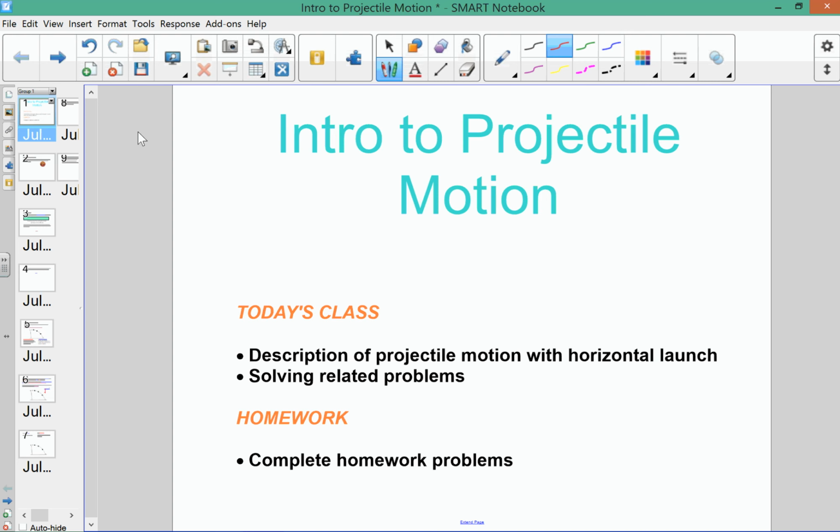Okay, so this is Intro to Projectile Motion. Today we're going to describe the paths of projectiles when they're given an initial horizontal launch velocity and they're falling due to gravity. We're going to solve some example problems, and then for homework you just got a couple of example problems to try on your own, which are really similar to the ones we're going to do in class.